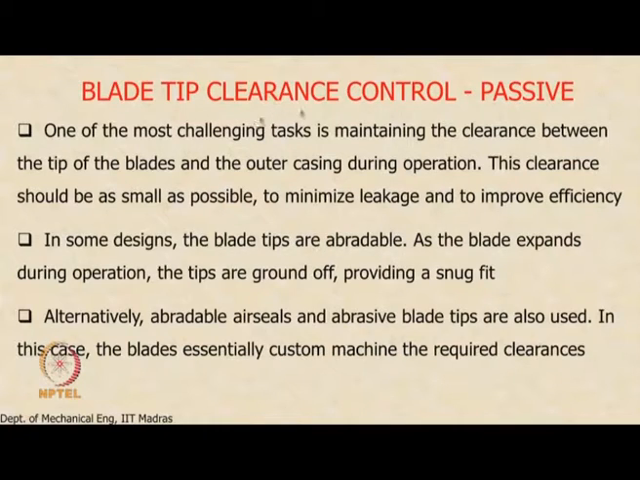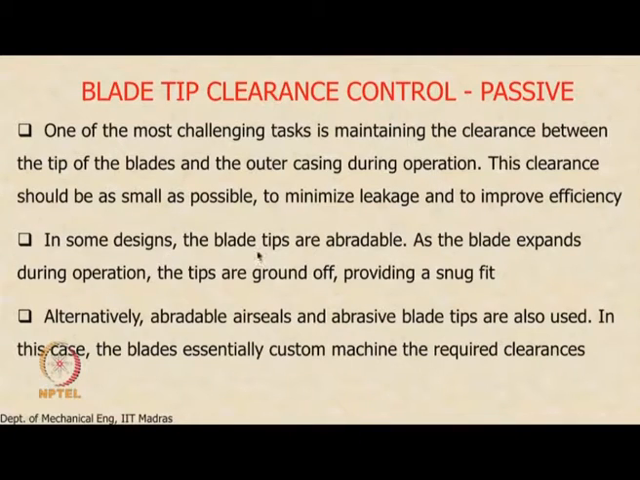So, how do we maintain the blade tip clearance control? Two strategies are possible. One is a passive strategy, okay, and as I said, this is probably one of the most challenging tasks in the manufacture and operation of a compressor. The clearance should be as small as possible, as we said, to minimize leakage. If the air leaks around the top of the blade, it is not going to increase its pressure, it is of no use to us, right. So, we need to make sure that the leakage is minimal, so that the efficiency is as high as possible.